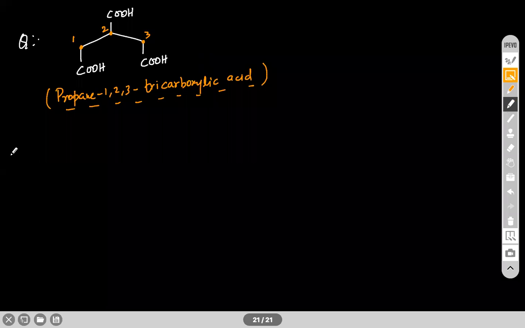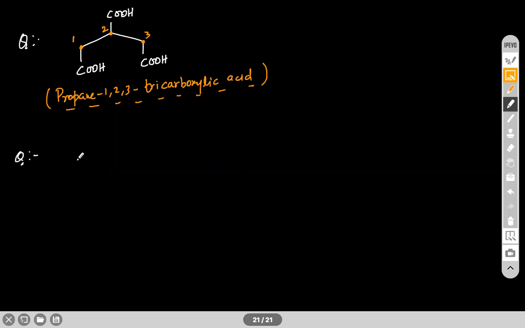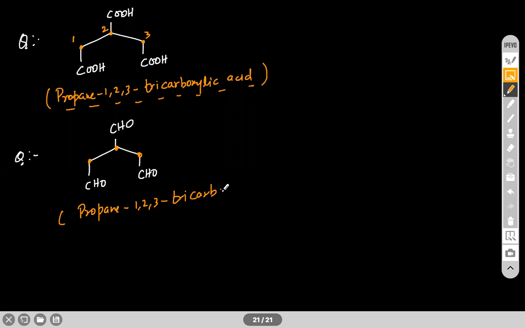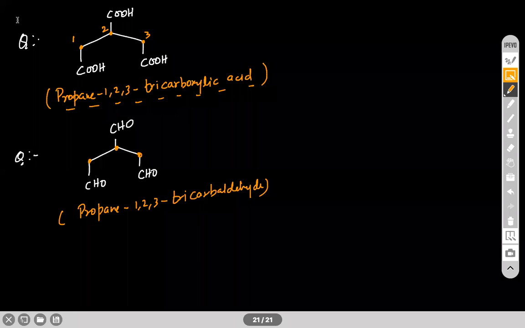Even if you have molecules like this, that is what the rule of IUPAC is. Suppose this one, CHO, CHO, and CHO. Again, for this one also, the parent chain is this 1, 2, and 3. And the name is propane-1,2,3-tricarbaldehyde. That is what you have to do.